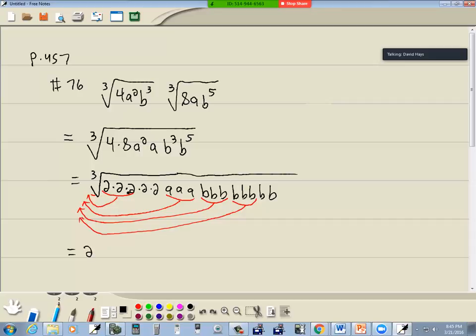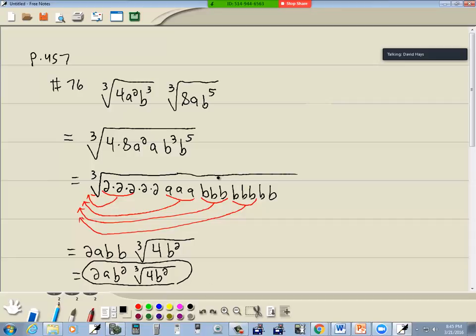So we got this set of 3 coming out as a single 2. This set of 3 A's comes out as a single A. This set of B's comes out as a single B. And this set of B's comes out as a single B. And let's see what's left inside. 2 times 2 is 4, and 2 B's, so B squared. So then we got 2A B squared and cube root of 4B squared, and that will be our answer.